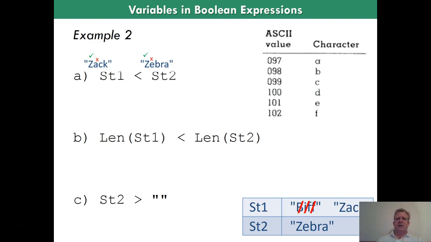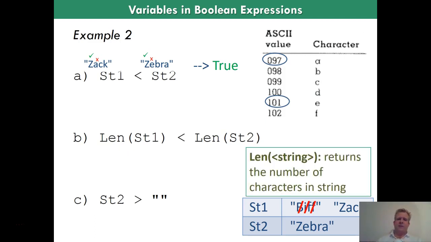Now pulling up the ASCII characters, we have the ASCII values for A and for E, and you'll notice that A is 97, E is 101. So, in this case, 97 is less than 101, which means A comes before E in the ASCII system. So, in this case, Zach comes before zebra.